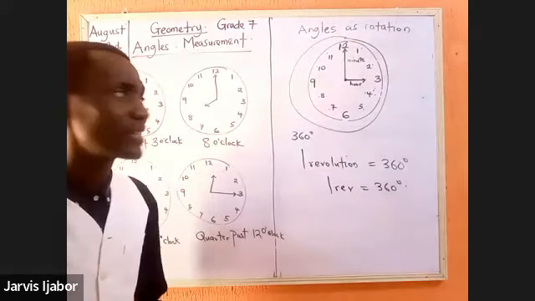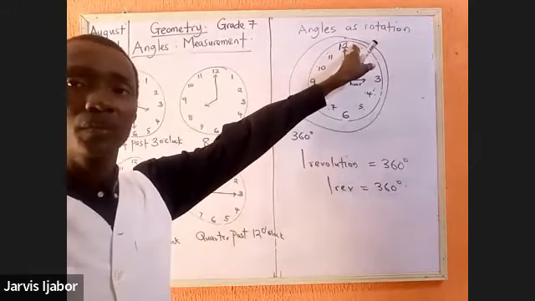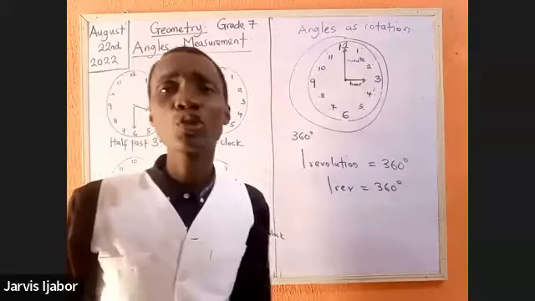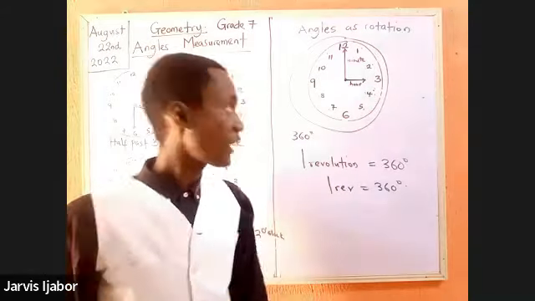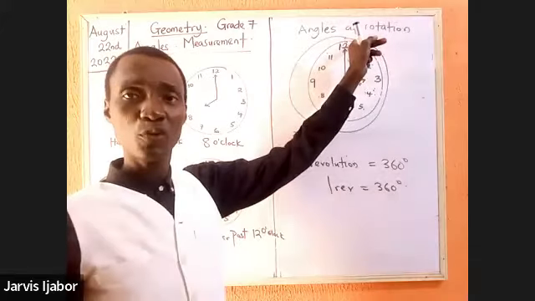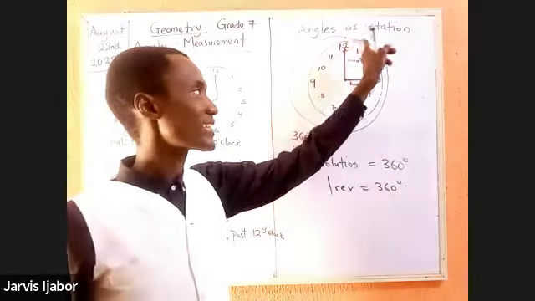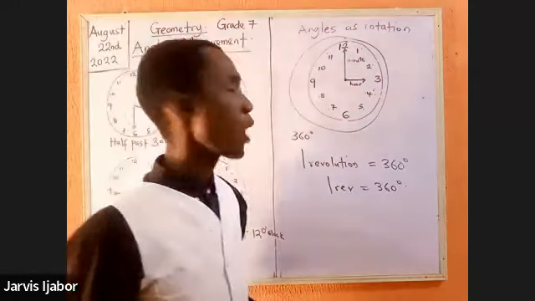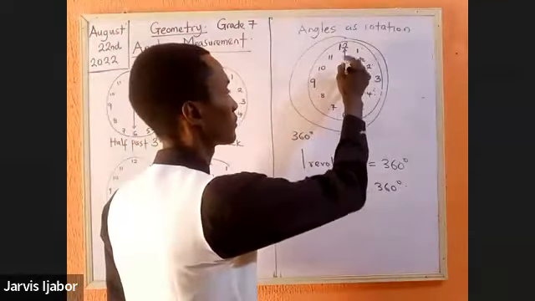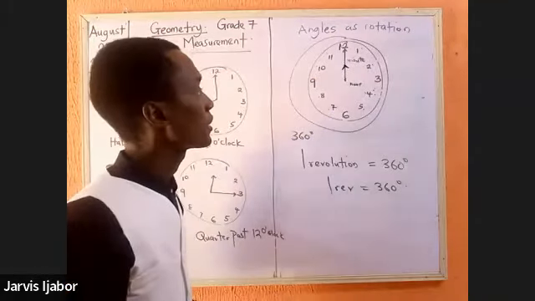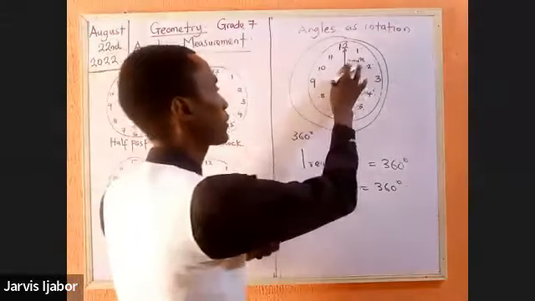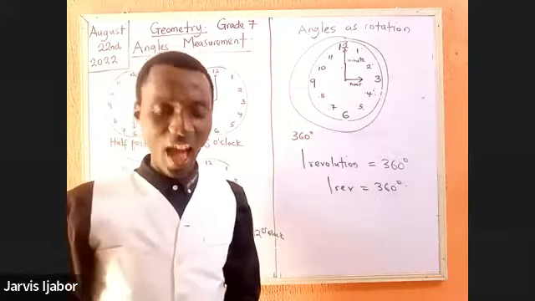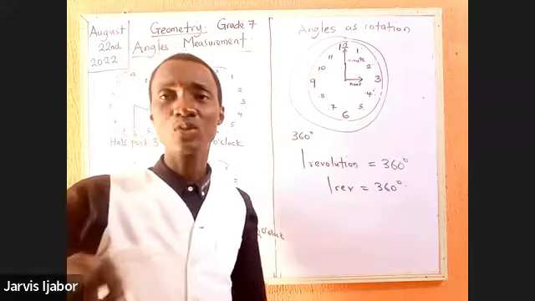So let's assume the time was at 12 o'clock. And then the time is now at 3 o'clock. How many revolutions has been covered? If the time was previously at 12 o'clock, and then it is now at 3 o'clock, how many revolutions has been covered? That's 12 o'clock. And then it moves from 12 o'clock and it becomes 3 o'clock. How many revolutions have been covered? Let's send our comments to the chat.